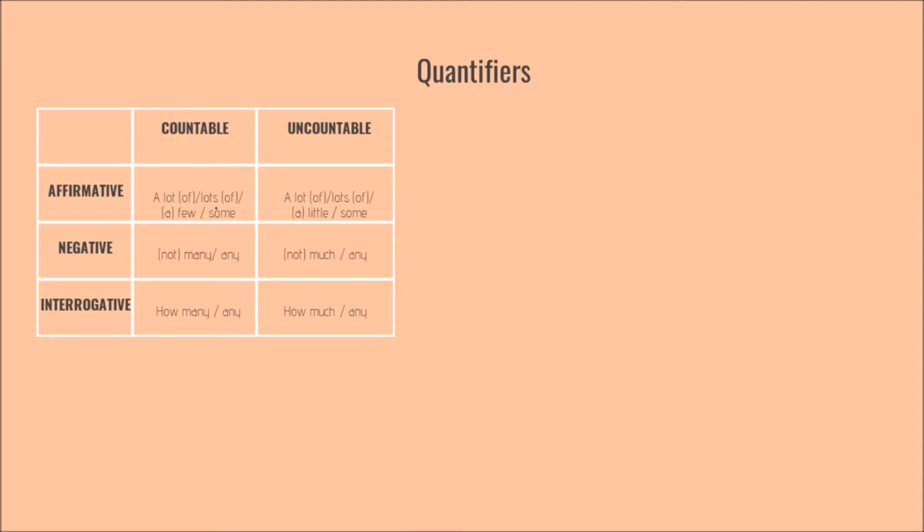Like a lot of or lots of can be used with both countable and uncountable nouns. The same goes with some, any, and some others. But we can see that some of them can only be used with countable nouns like a few and many, or a little and much, which can be used with uncountable nouns. A lot, lots of, few, and some can be used in the affirmative sentences, while not many and not much, and also any, can only be used in negative and interrogative form.